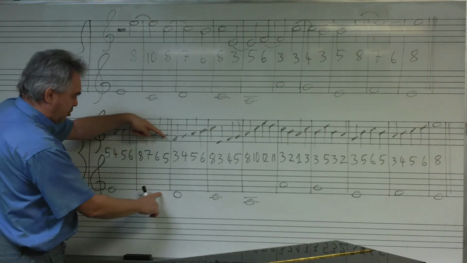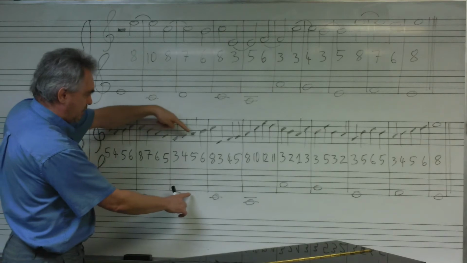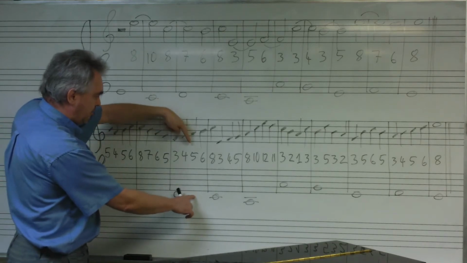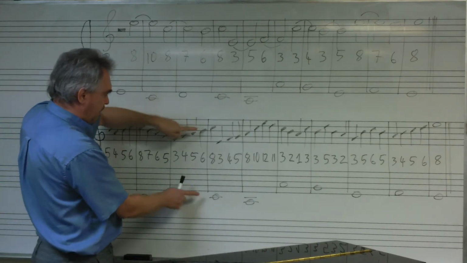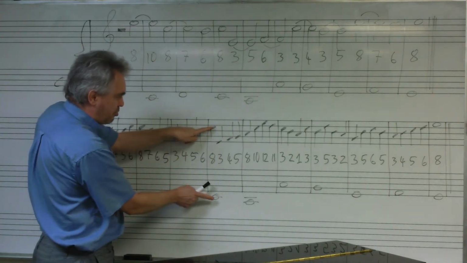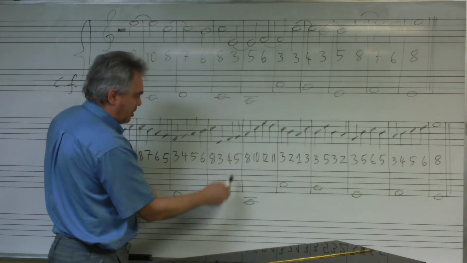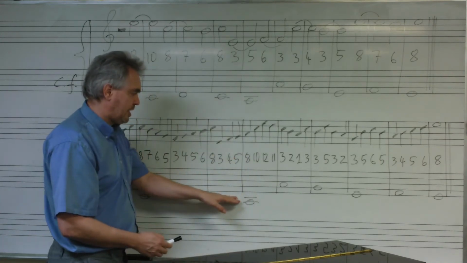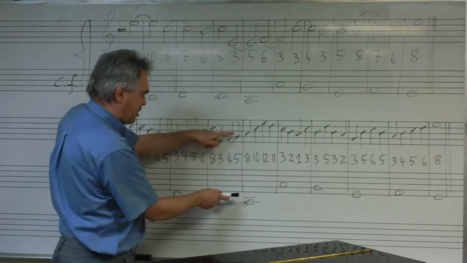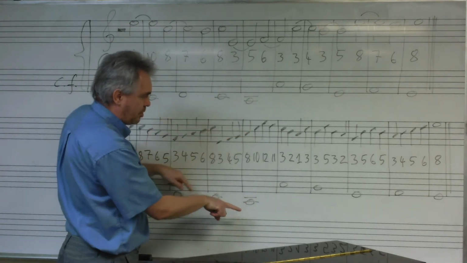Here it is oblique motion because the lower voice is sustained. Here it's the lower voice again, the oblique motion. Here we have contrary motion. This octave is approached in contrary motion. Here in oblique motion, since the note in the lower voice is held. This octave is approached in contrary motion.